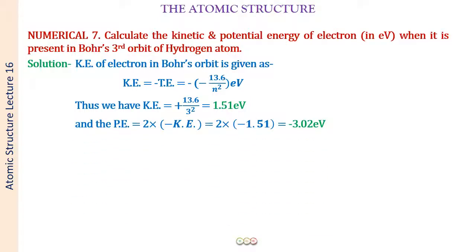Now for the potential energy, remember the relationship: total energy was potential energy by 2, or we can say that the potential energy is 2 into minus of kinetic energy. So we get 2 into minus 1.51 equal to minus 3.02 electron volt.